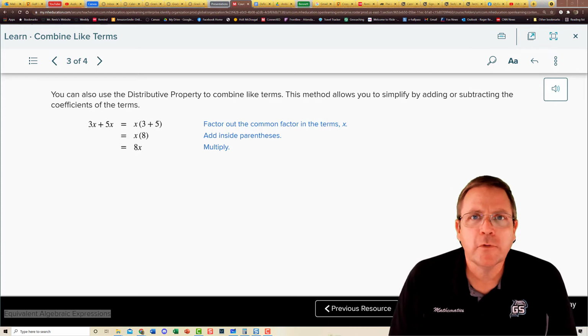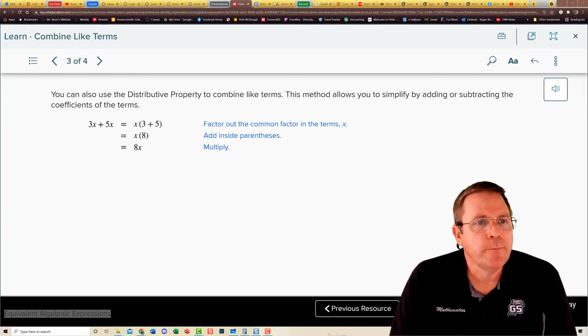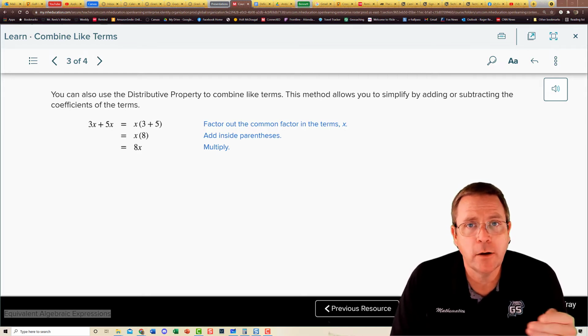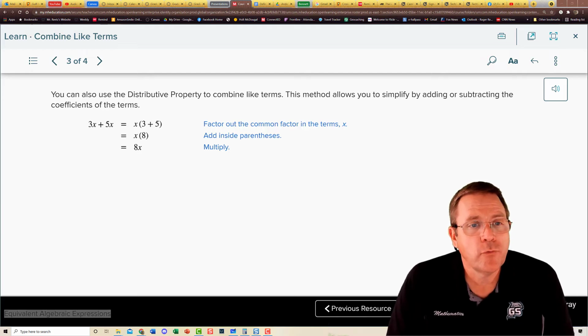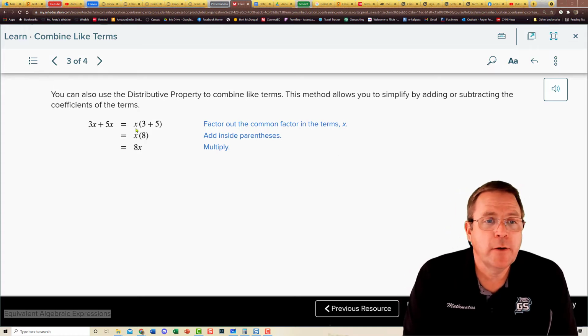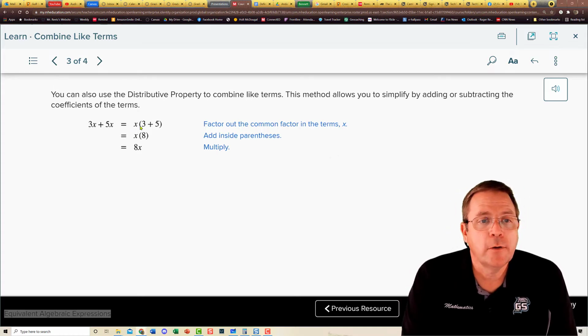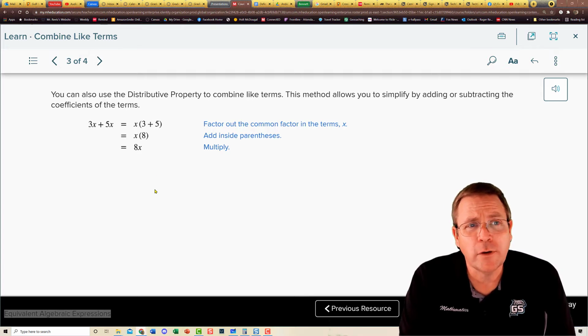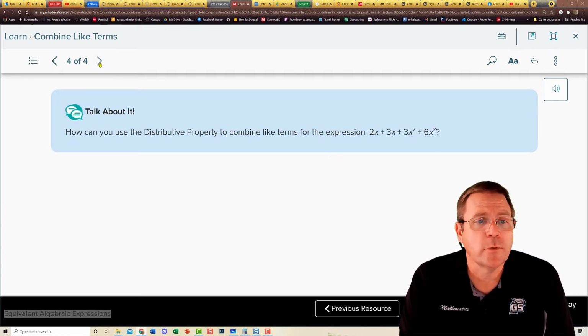Well, that last video misaligned a little bit, didn't it? Let's keep going here. You can use a distributive property to combine like terms. This method allows you to simplify by adding or subtracting coefficients of the terms. Remember, the coefficient is the number that comes in front of the variable. So here you have 3x plus 5x, and they use a distributive property by factoring out the x. From there, they had 3 plus 5, that's going to be 8, and 8 times x, that's going to be 8x. To me, that's a little bit overkill, but if that's what they want you to do, then that's what they're going to do.